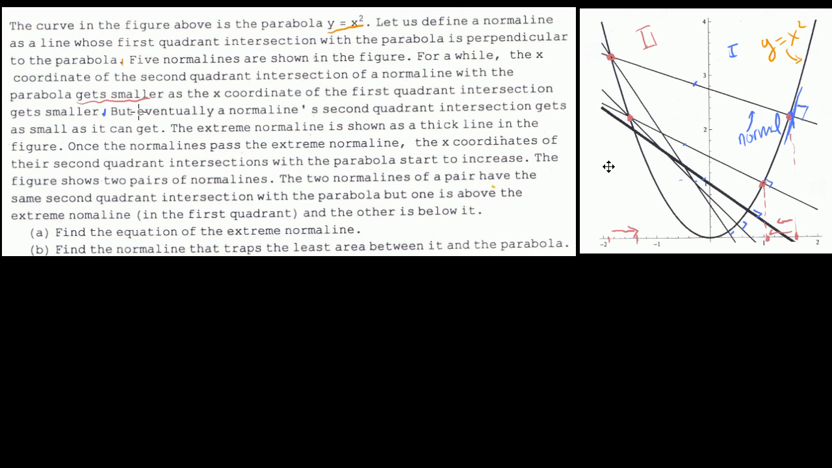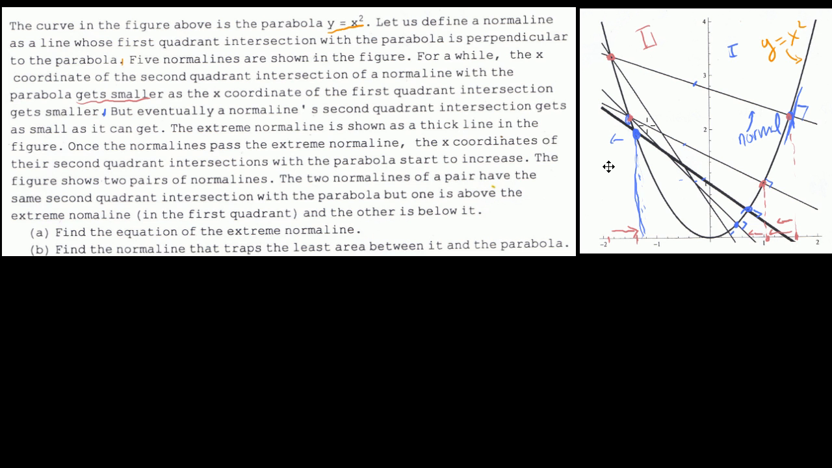Fair enough. But eventually, a normal line's second quadrant intersection gets as small as it can get. So if we keep lowering our x value in the first quadrant, so we keep on pulling in the first quadrant, we get to this point. And then this point intersects in the second quadrant right there. And then if you go even smaller x values in the first quadrant, then your normal line starts intersecting in the second quadrant at further and further negative numbers. So you can kind of view this as the highest value, or the smallest absolute value, at which the normal line can intersect in the second quadrant.